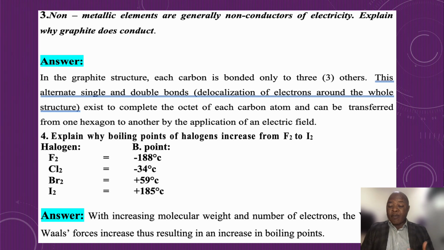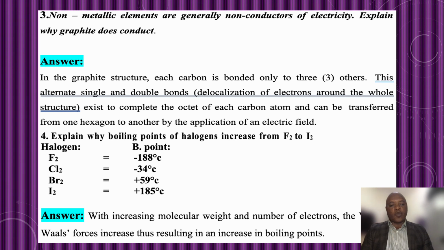Again, as the molecular weight is increasing from fluorine down the group to iodine, the number of electrons is also increasing. An increase in the number of electrons will result in what? Will result in an increase in the van der Waals forces, or will make the van der Waals forces stronger and stronger, and resulting in what? Resulting in an increase in boiling point.